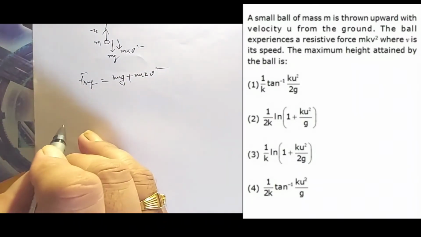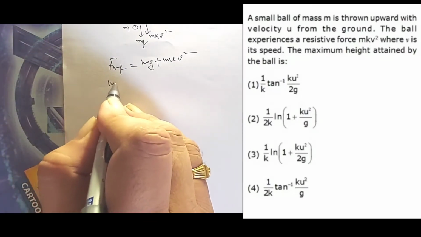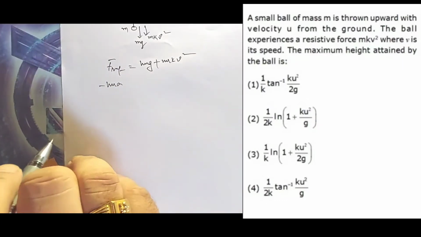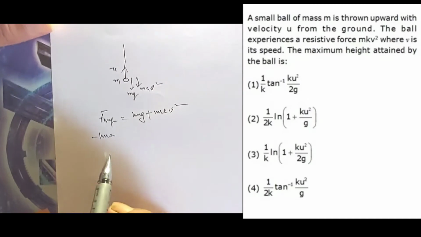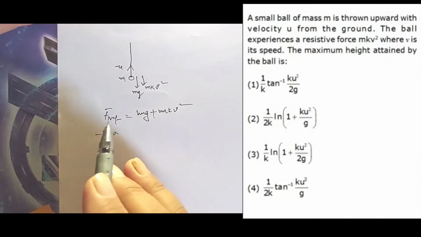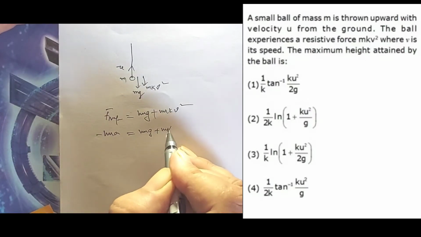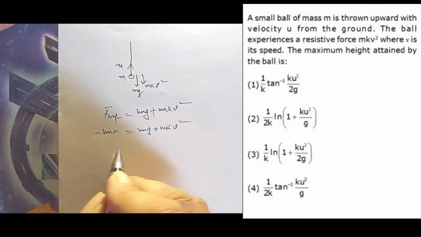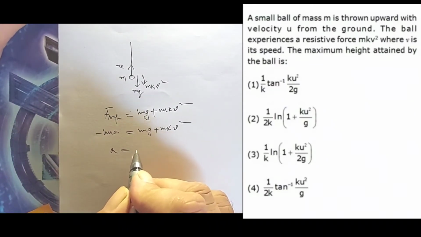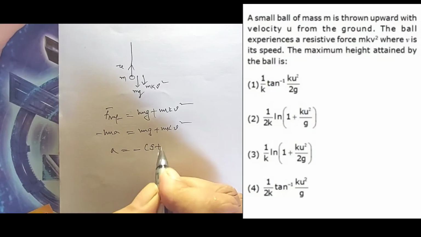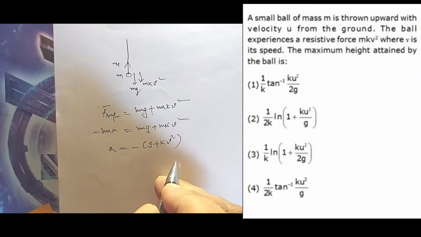But F net we write as ma, that is minus ma. Why? Because a is the retardation. The ball is moving up with retardation, that is equal to mg plus mkv square. Now a is equal to minus of g into (k plus v square)... minus g into (k plus v square).